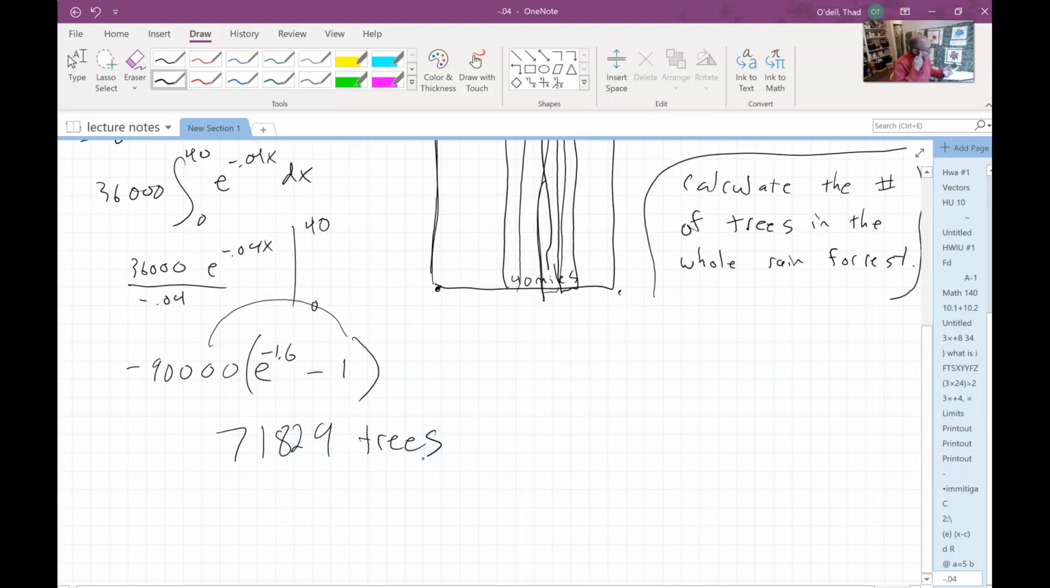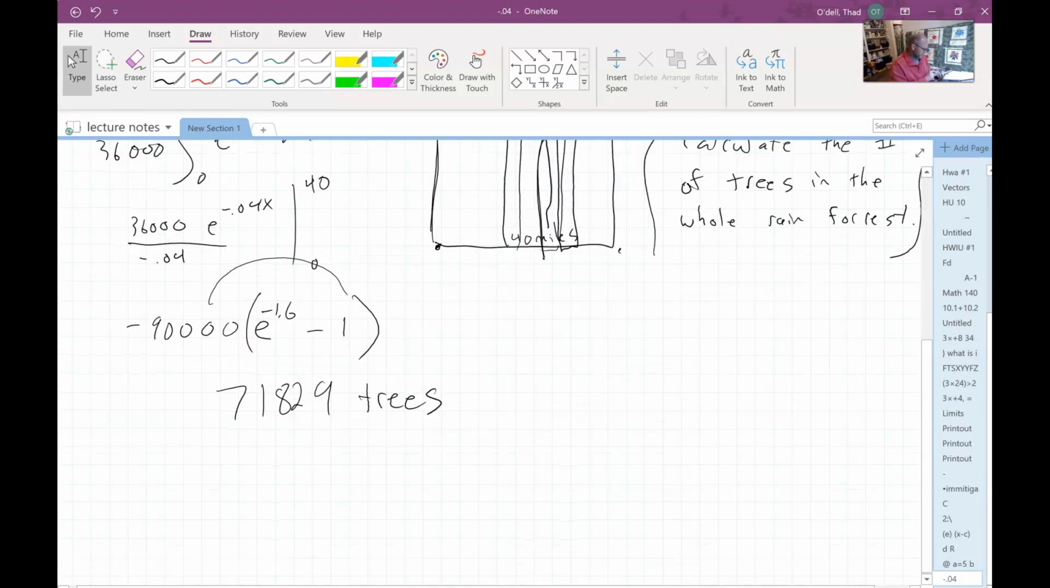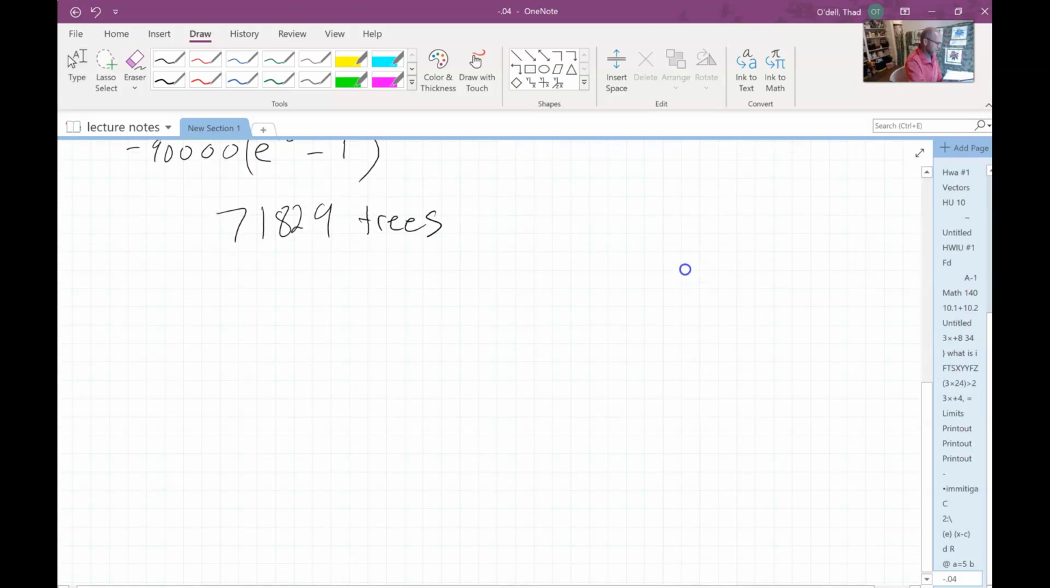Now, just for kicks, what if the density had been 300 for the whole thing? We would have gone 300 times 120 times 40, and we would have gotten 1,440,000 trees, which is over double that. Okay, so there we go. There's one example of density.